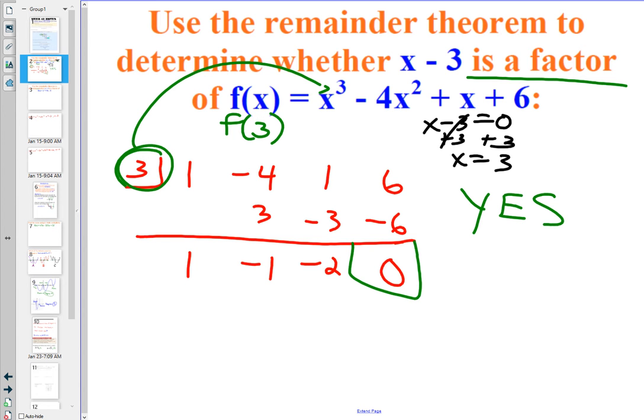Long story short, eventually, if you want to evaluate a polynomial, if you want a shorter way of plugging in an input and getting an output, get whatever that input is, put it here, and the remainder is going to be the output. That's what it's going to pull up. It's a shorter way of plugging a number in.